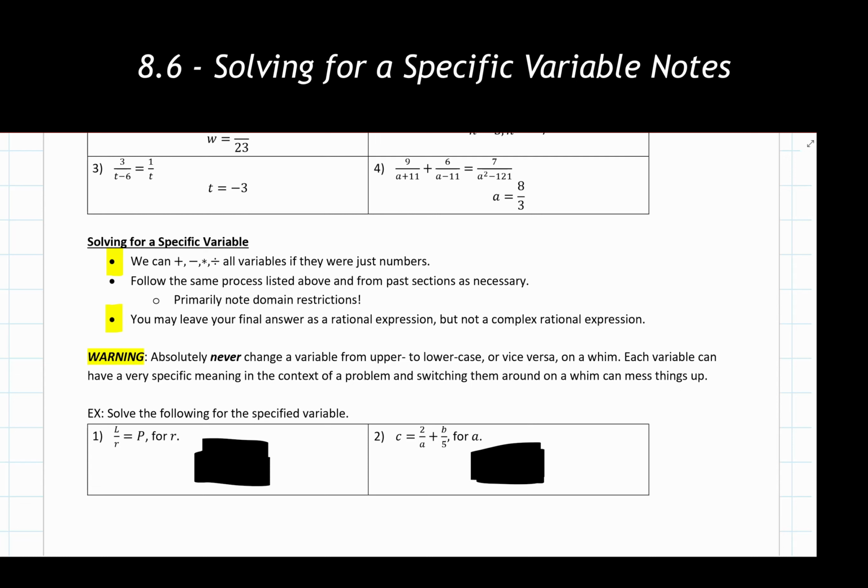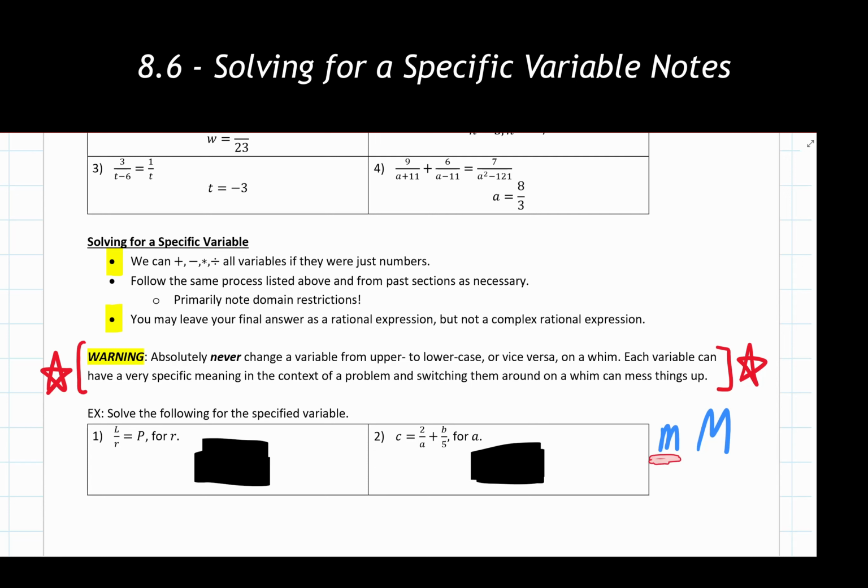Now the last thing I want to note before we dive into our two examples that we have here is a massive warning with these. You will see problems, maybe not necessarily these examples, but you will see problems in the future where you will have two variables, one being uppercase, one being lowercase. So as an example, maybe you have a lowercase m and an uppercase M. When you are going through problems and you're solving for a specific variable, you can absolutely never change a variable from upper to lowercase or vice versa on a whim.